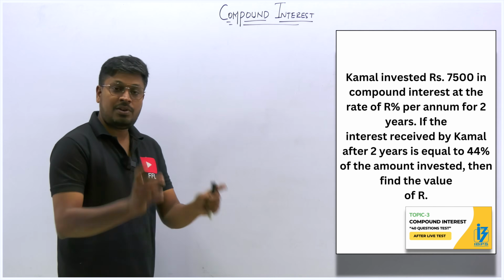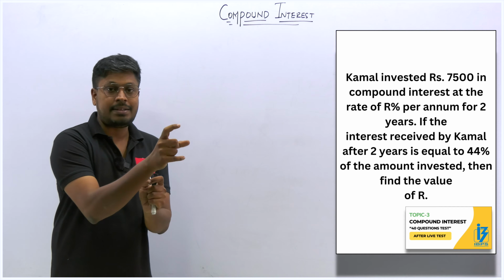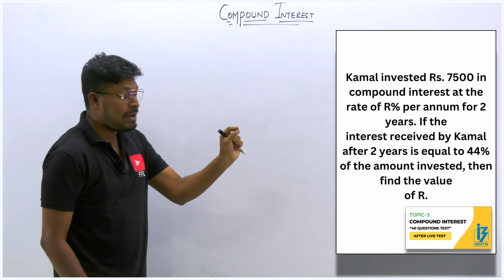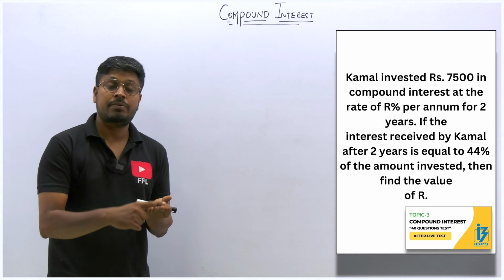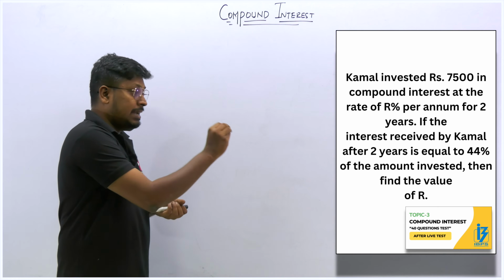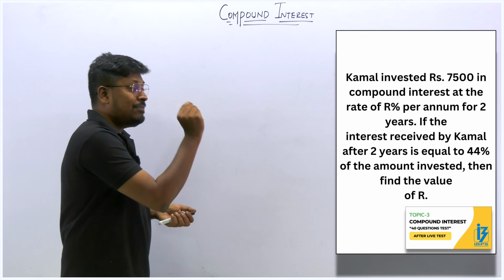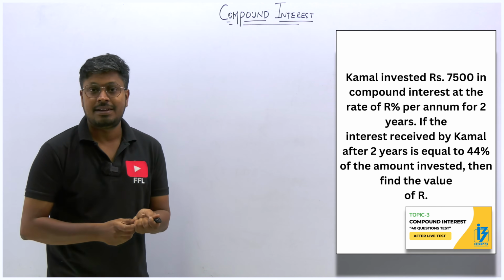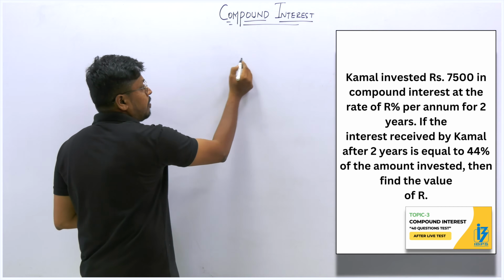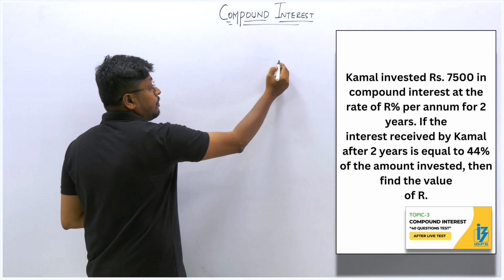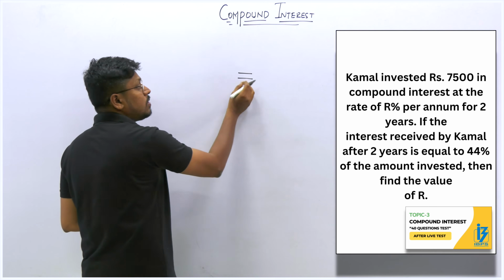Other than that, they have given two data. Kamal is investing some amount, which is 7,500, in compound interest at R% per annum, for 2 years. So the principal has been given, the time duration has been given, but the rate of interest is not given. The interest received by Kamal after 2 years is equal to 44% of the amount he invested. We know the amount he invested is 7,500. So after 2 years, this compound interest amount equals 44% of the amount he invested. They have given two data, and both are equal to the compound interest.